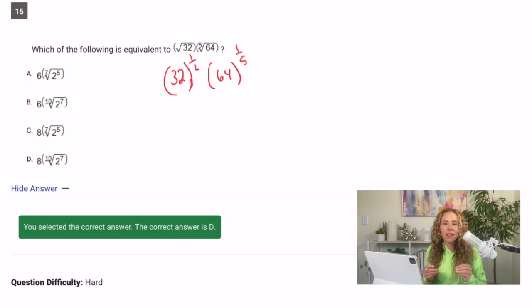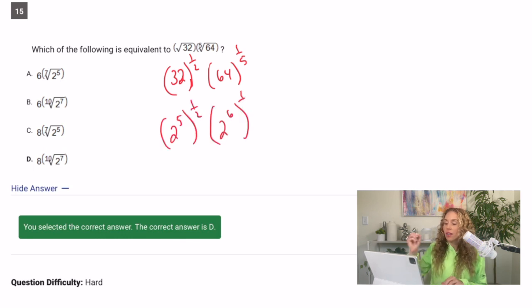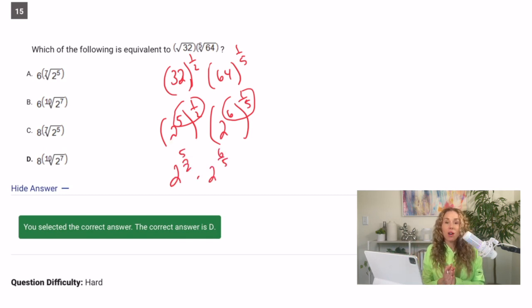How can I get like bases out of 32 and 64? Well, I can rewrite them both as 2 to a power. So I know 32 is 2 to the 5th, and I know 64 is 2 to the 6th. So now I'm going to apply my exponent rules. When I raise a power to a power, I multiply. So I have 2 to the 5 halves times 2 to the 6 fifths. Okay, so when I multiply with like bases, I add the exponents.